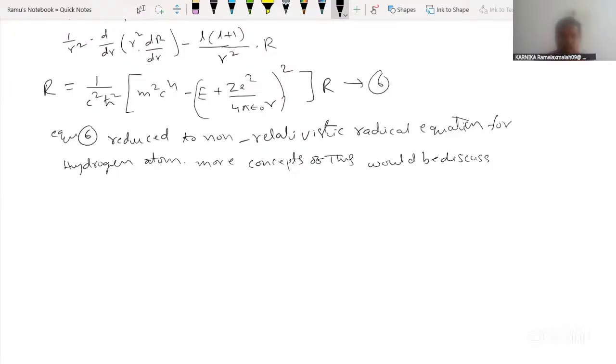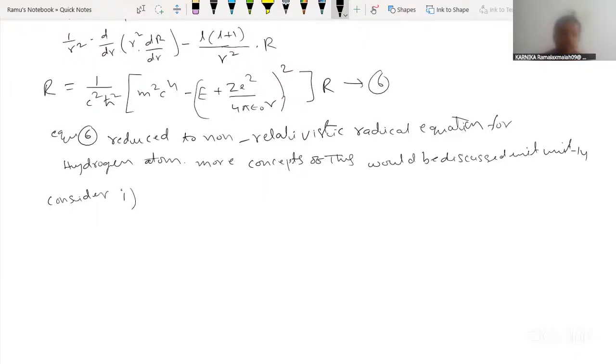Unit 14. Okay. So here consider the two formulas there: the reduced non-relativistic radial equation for the hydrogen atom. More concepts of this will be discussed in unit 14 of your textbook.